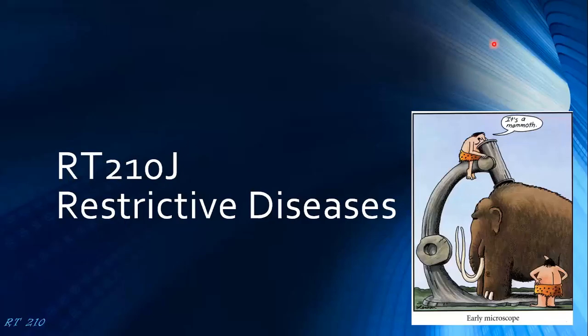Okay, guys, it's RT210J. It's Mr. McCarthy. It is September the 18th, 2020. We are now to the point of restrictive diseases. That's what this lecture will focus on. We did obstructive diseases yesterday, and we did incentive spirometry and positive pressure breathing the day before that.